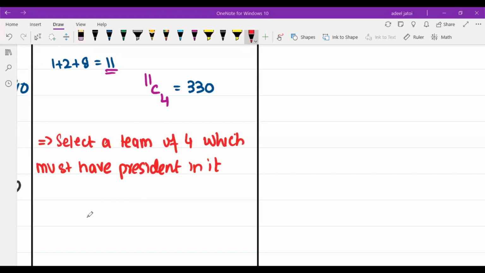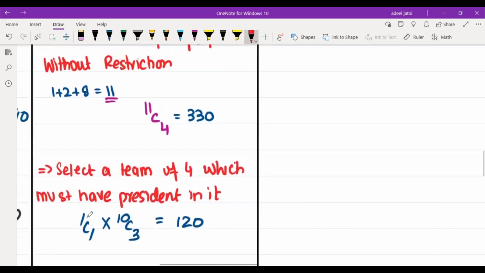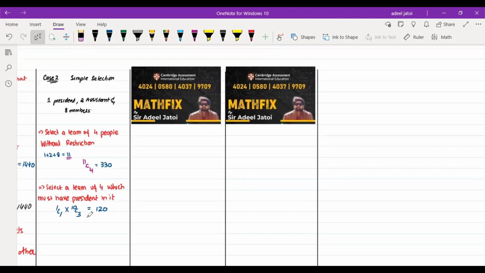So the answer would be 1C1 for the president confirmation, because out of 1 you obviously need to select 1. Since the president is selected, you now have 10 members left. From those 10, you'll be selecting 3 members, because you do not have any restriction on them. You only had the restriction to involve the president, which you did through 1C1. Out of those 10 people you can select 3 more to have the team of 4. So the answer for this is 120.